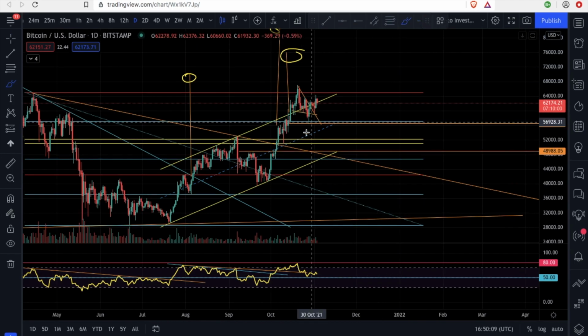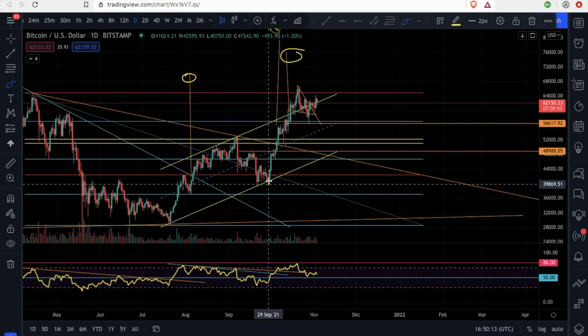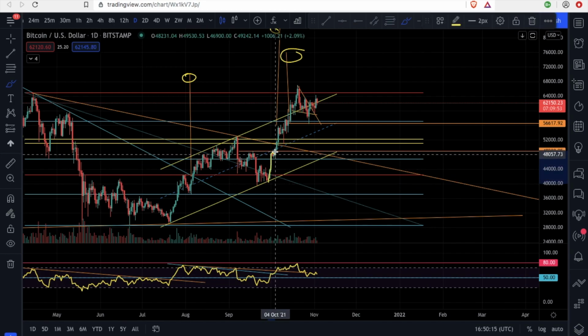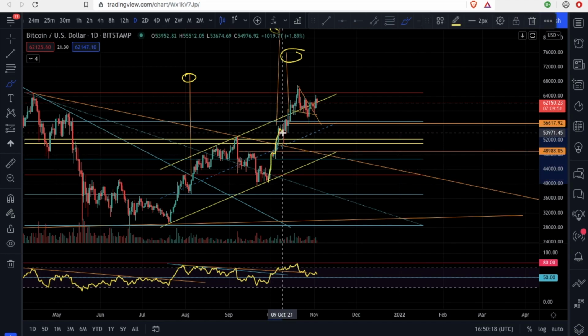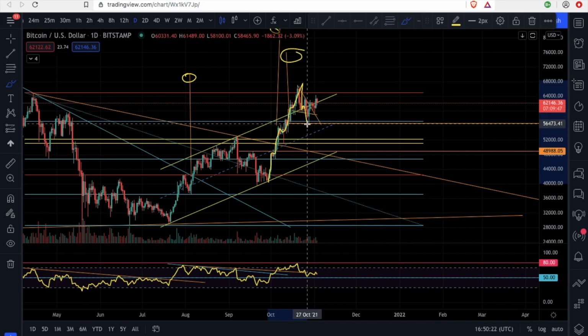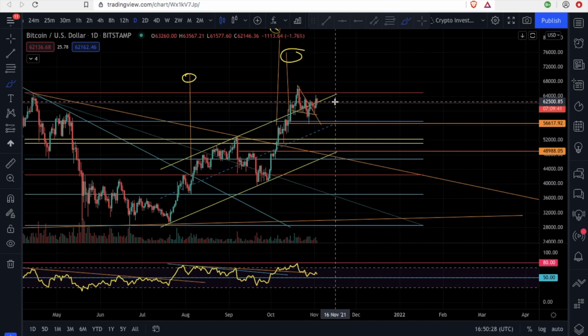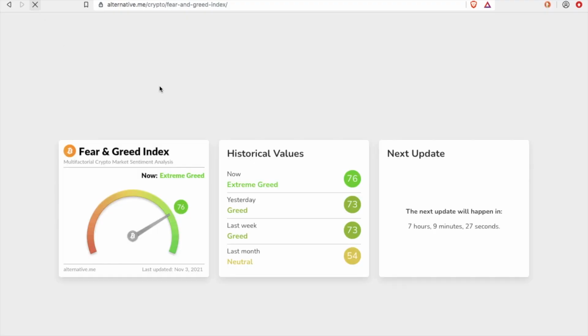Right now a lot of people are greedy, because you can see vertical price action: a little bit of consolidation, pump, consolidation, pump, consolidation, pump, a little bit of pullback, and still the Bitcoin price is hovering around almost all-time highs. Going into the fear and greed index, you can see right here that it's extreme greed.